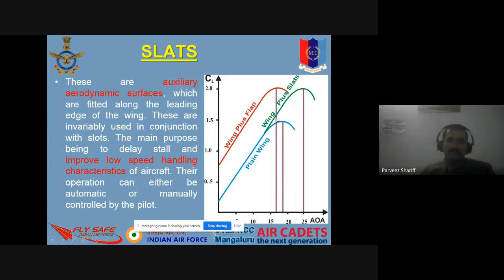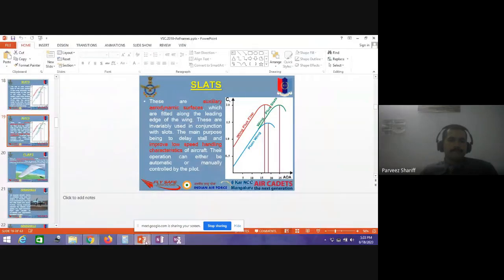Now, angle of attack can be increased with wing plus slat. If we add a slat, what happens? It goes up to 25 degrees. It means you can have a sudden change in the steep angle up to 25 degrees and still be able to generate the lift. Okay. So, hope I made my point here.